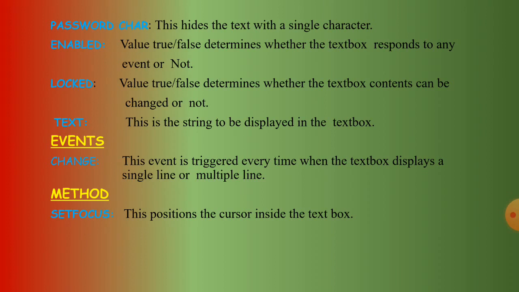Next is the method. As I told you previously, for every control we have different types of properties, events and methods. For this text box we have the method known as set focus. This set focus method is used to position the cursor inside the text box. That is about the methods for the text box.